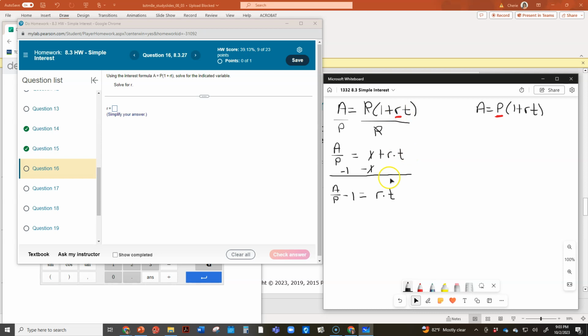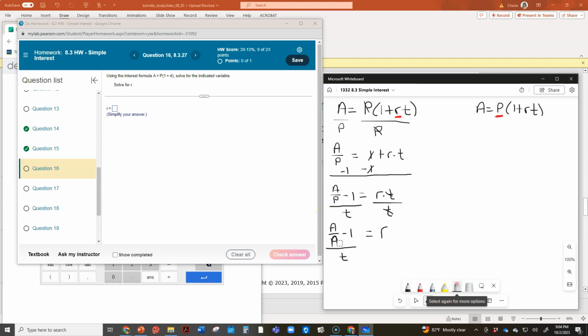So the only thing that's left is this R times T. I'm trying to get the R by itself, so I want the T to go away. That says R times T. How do you make times T go away? You divide by T. So we're going to divide this side by T. The T's divide out. I have R by itself. And my formula for solving for the interest rate is take the future value, or the total amount, divided by the principal, subtract 1 from it, and then divide that by the amount of time.